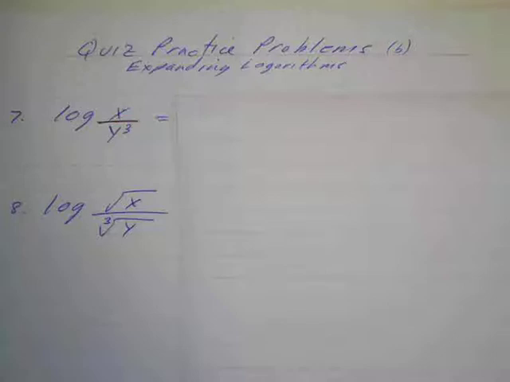Number 7 will be the log of x divided by y to the third, and number 8 the log of the square root of x divided by the cube root of y. So these are your 2 problems, so write them down. You can pause your video, write the problems down, try them, and then we can check our solutions and see how you do. Try them right now, and I'll be right back.